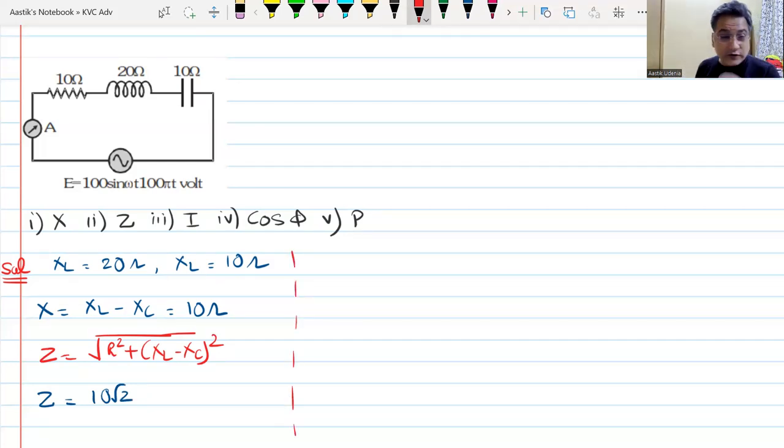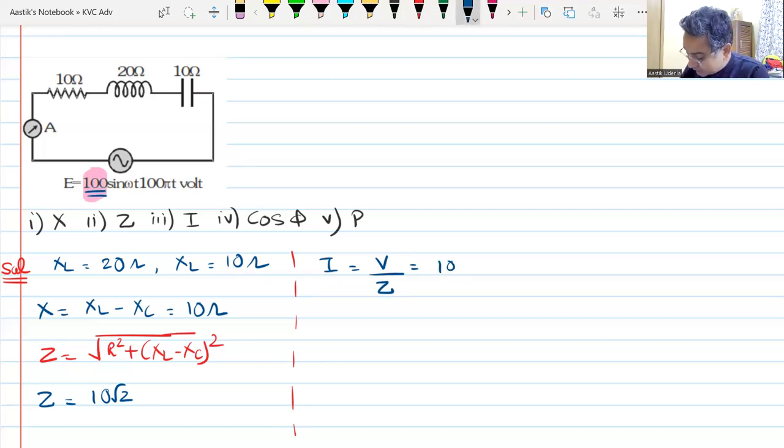Moving on to find out the value of I. I is the RMS current. To get the value of I RMS current, you just have to divide V RMS by Z. Now, remember this 100 that you see here is not the RMS value. It is the peak value. To get the RMS value, you have to divide this 100 by root 2, and divide by 10 root 2. And that would be your answer for this one. I think the answer would be 5 amperes.